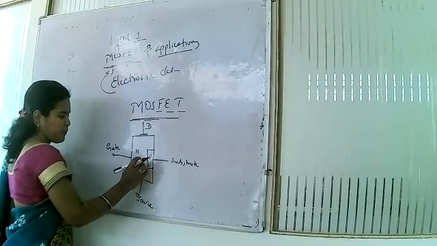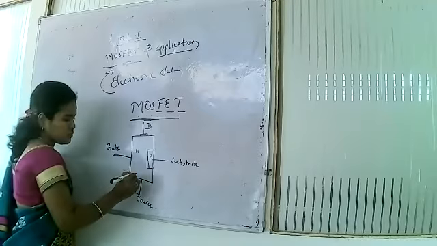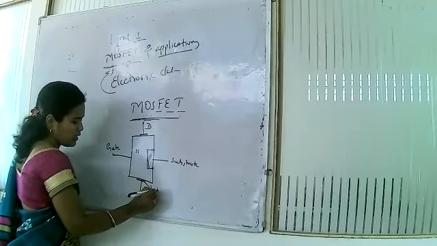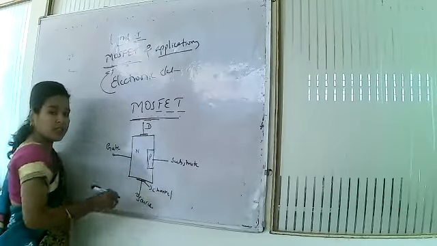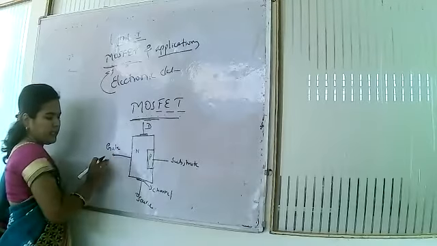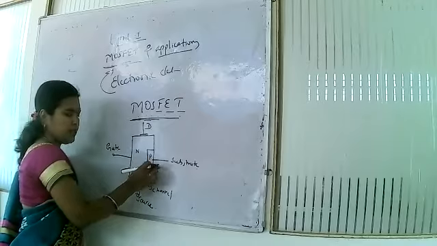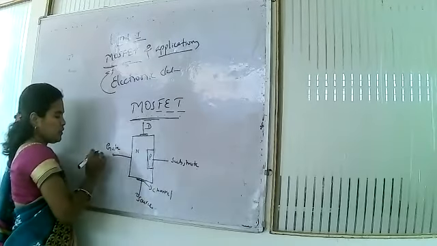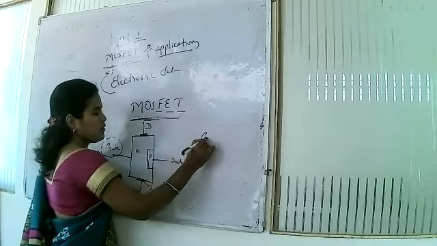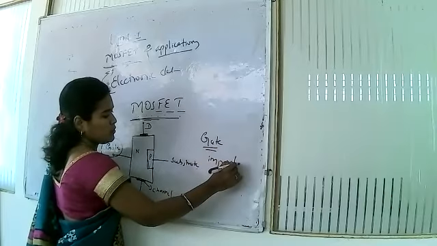The substrate is of P type. It may be of N type. This is called the channel. So this is the construction of the MOSFET, how it looks: drain, gate, source, channel, substrate. It may be a P substrate or an N substrate. Here, the gate will show a very important role.